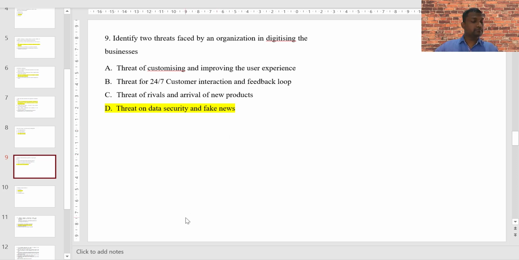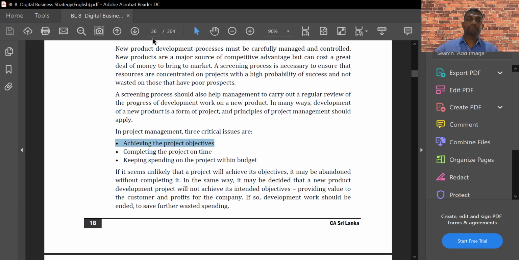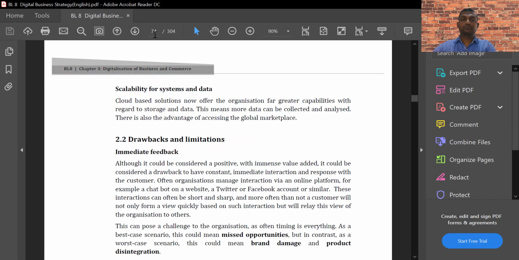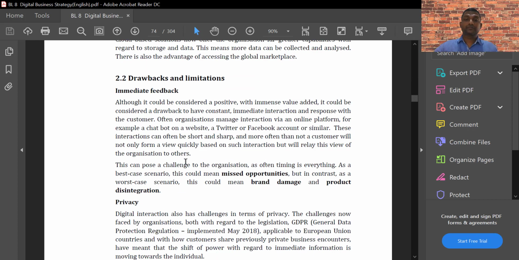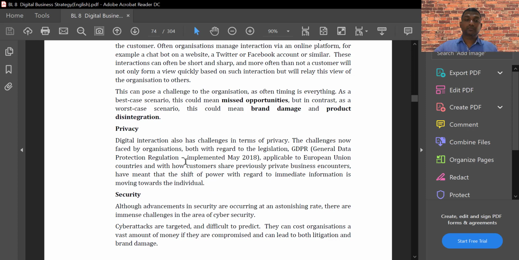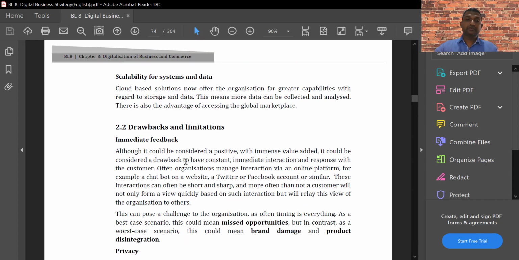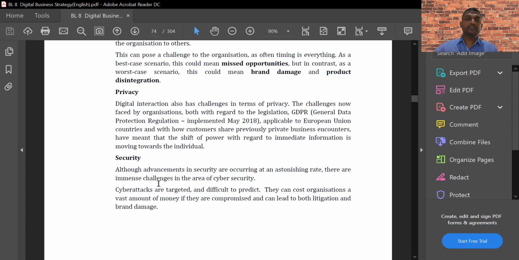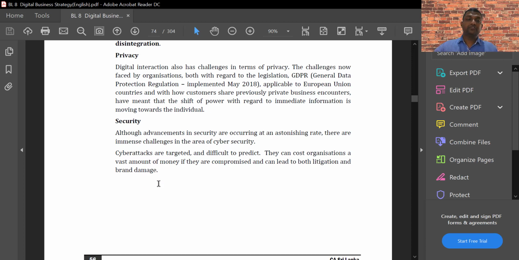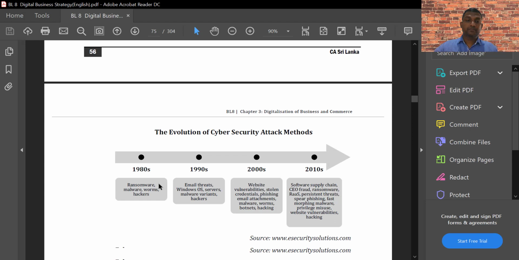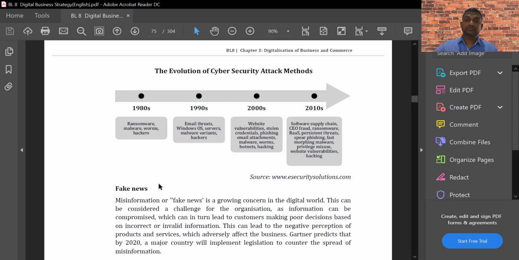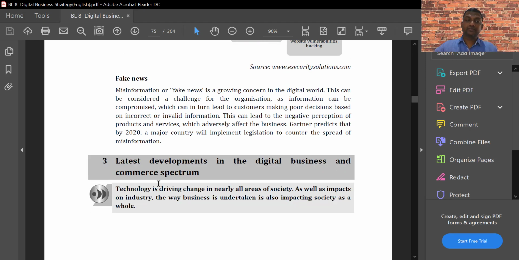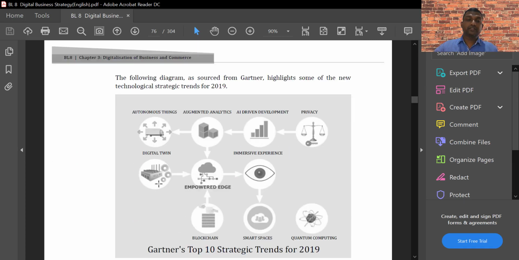So if we really look at these drawbacks, in chapter 3 it talks about drawbacks and limitations of these digitization efforts. So you can see they are talking about privacy, security, fake news, right? So things like that they are discussing.